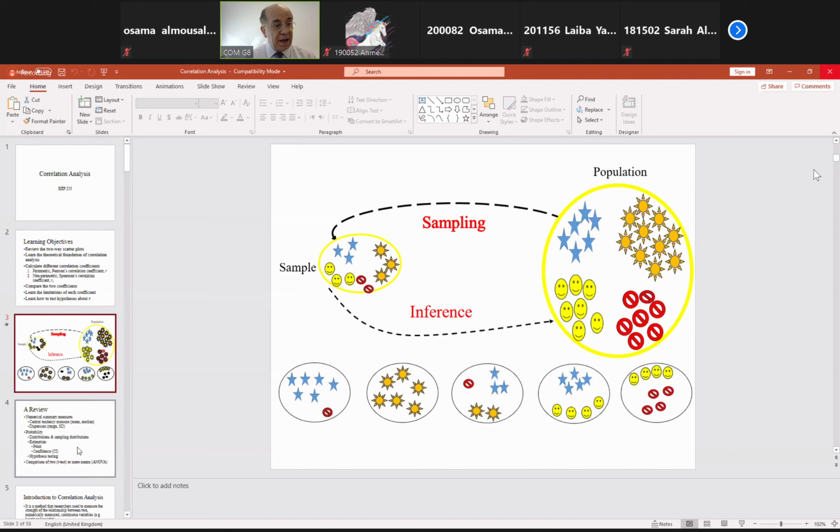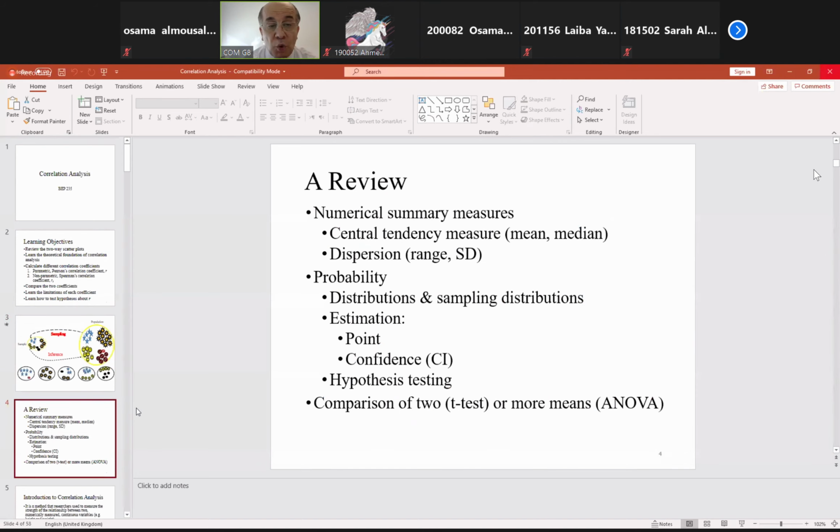Now, a review. What we've done in this course so far, we talked first about numerical summary measures. You have a data set like Dr. Fuad is showing you in the lab, and then you need to analyze it. You need to examine it. You need to diagnose it. If I want to speak your language, you want to diagnose the data. This data has some information. Your job as a physician is to discover this information.